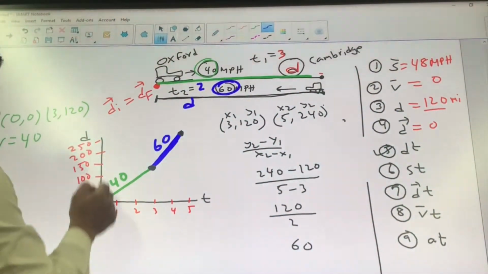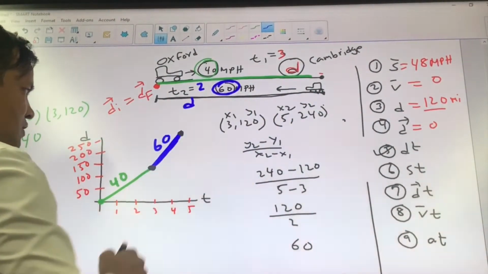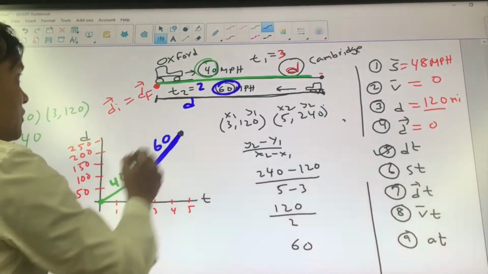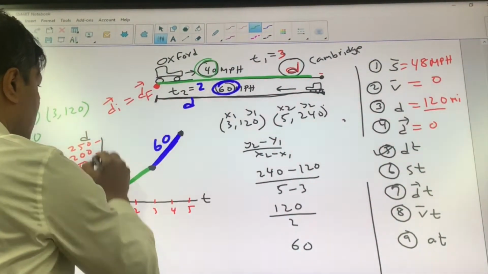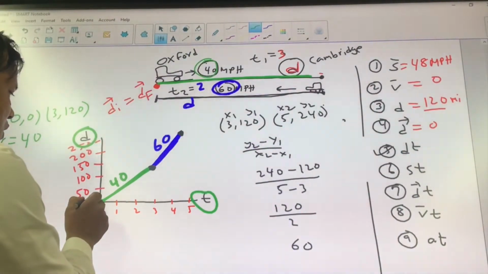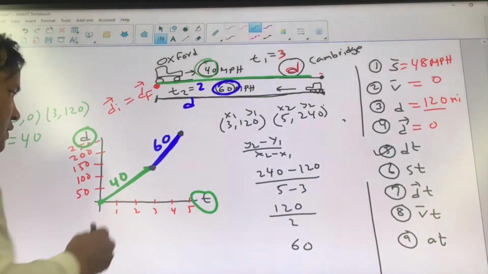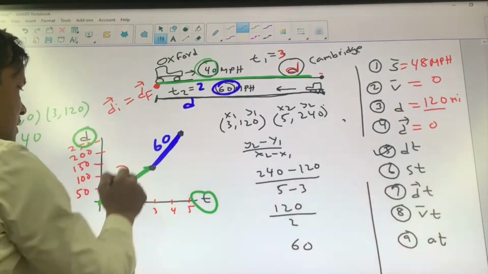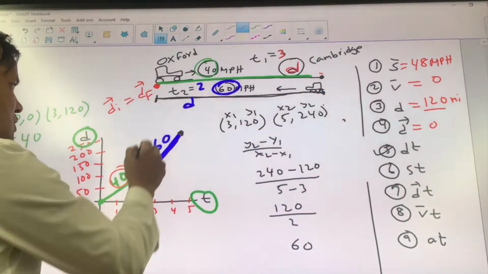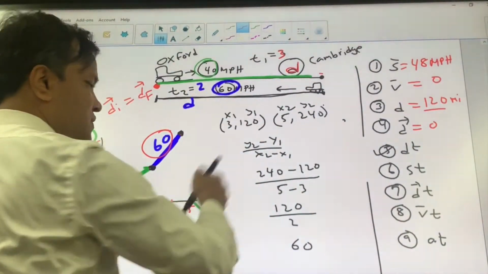So in the dt graph, the slope is the velocity. The slope of the dt graph is velocity. So from Oxford to Cambridge the velocity is 40, and from Cambridge back to Oxford the velocity is 60, which makes sense.